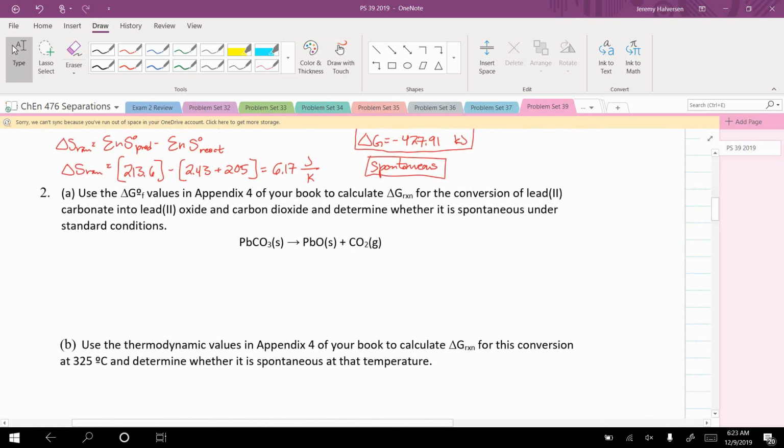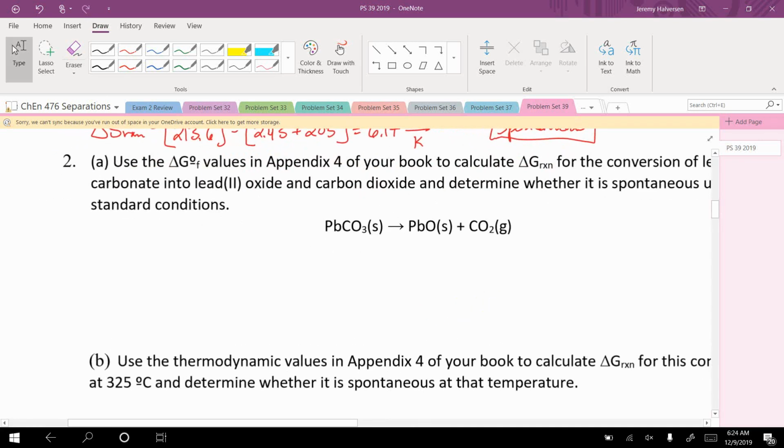Use delta G formation values to calculate delta G for the reaction for lead carbonate and determine whether it's spontaneous under standard conditions. We're doing something very similar to what we did in 1A. So we're going to do products minus reactants. Now, these values, they say look them up in the back of the book. They're actually not in the back of your book, but I have them. So likely if you did this problem, you found them somewhere else.